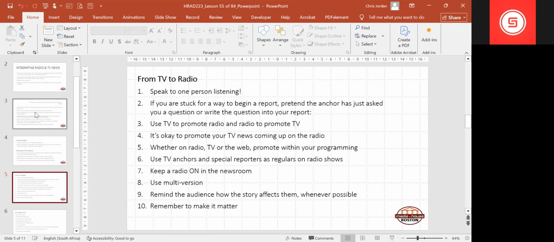You really should always listen to what's going out on air, especially if you are a contributor, like a newsreader, sports reader, or producer. In any case, the station manager, program manager, the sales manager, everyone must have that station on. Use multiple versions, as we said before, and remind the audience how the story affects them. Whenever possible, remember to make it matter.